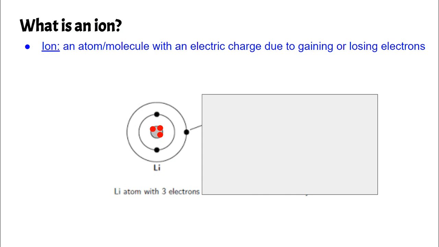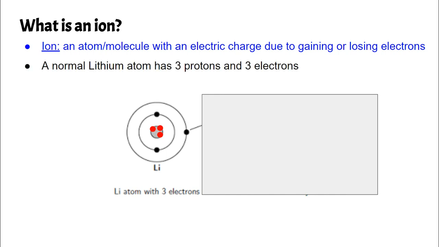So what is an ion? We have these ionic bonds, and ions play a really big part in them. So an ion is what we've just been talking about. It's an atom or a molecule with an electric charge that results from it gaining or losing electrons.